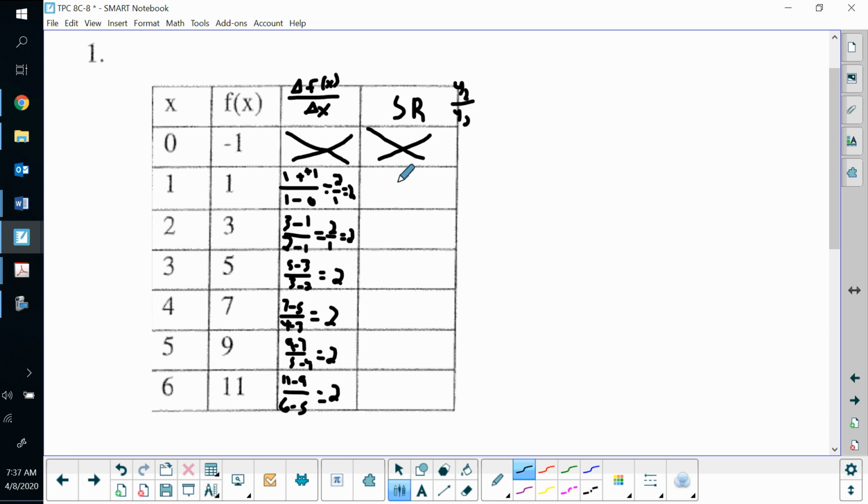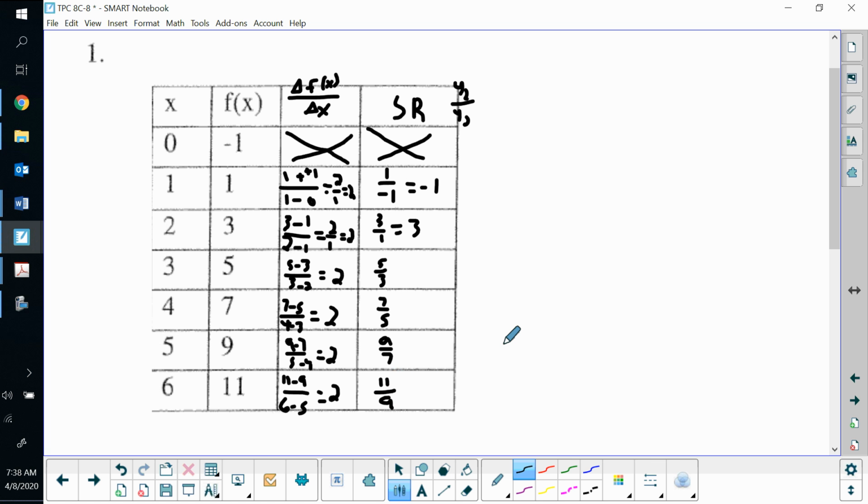Successive ratio now, we do y2 divided by y1. So we'll start with this y value, the 1, and divide by the y that comes before it. 1 divided by negative 1 is negative 1. We'll do this y value divided by the 1 before it. So 3 divided by 1 is 3. Then we'll have 5 divided by 3. Nothing we can do there. 7 divided by 5. 9 divided by 7. And 11 divided by 9.